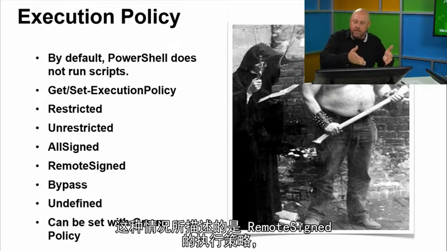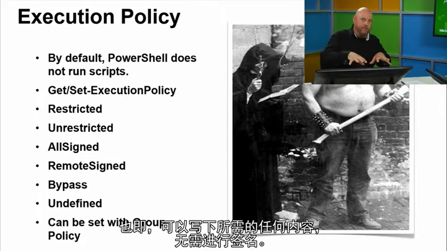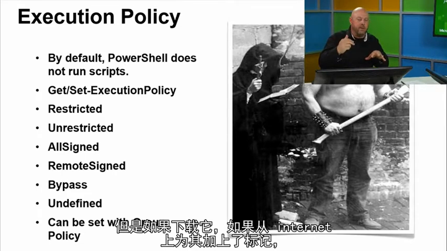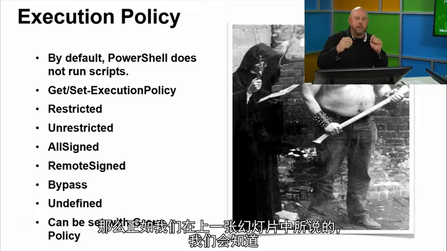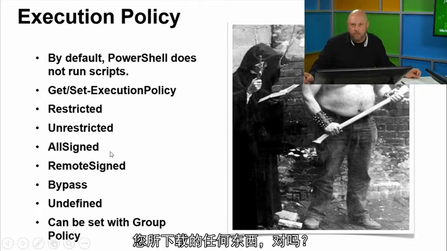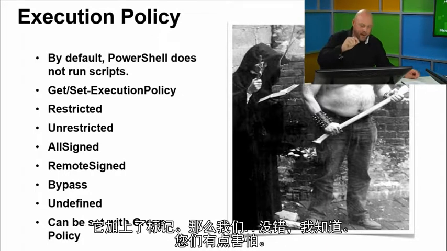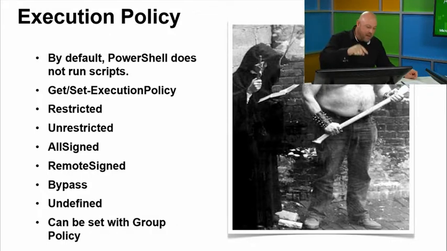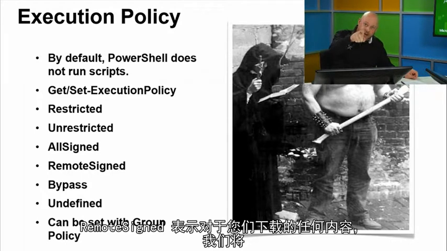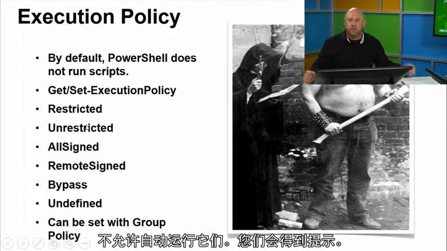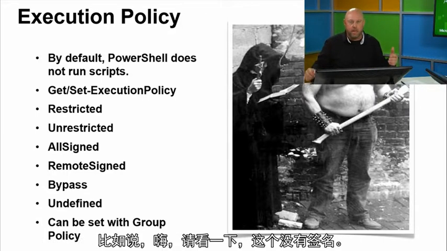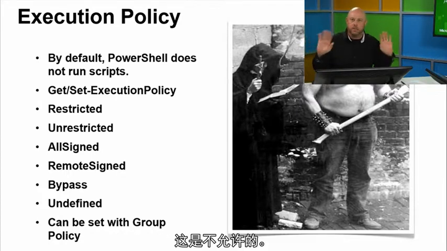Now, in this case, the execution policy is stating for remote signed, you can write anything you want, and it doesn't have to be signed. But if you download it, if it gets tagged from the internet, and as we said in the last one, you do know that we know everything you download, right? We do. We've been there a long time. Even you XP people, we know. It gets tagged, and I know, you're scared. Remote signed means anything you download, we're not going to let you run just automatically. You're going to get prompted. You're going to say, hey, look, this has not been signed. So that's probably the best policy for you today.